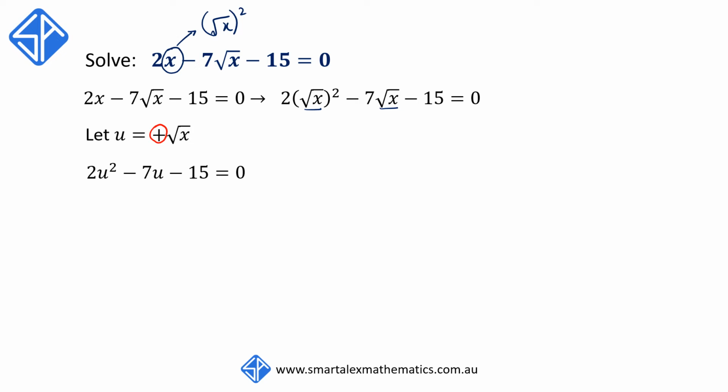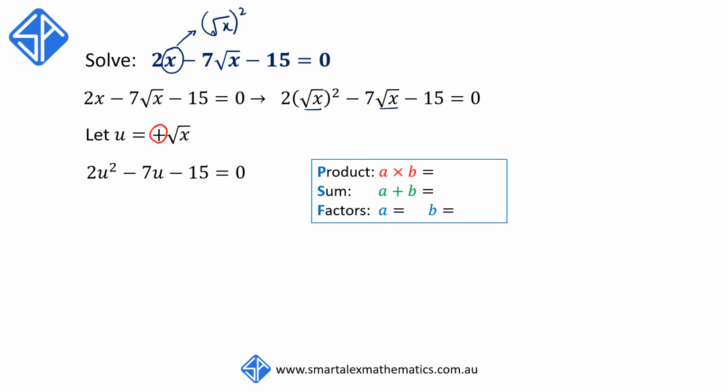So we now are going to replace all these root x terms with the variable u to get a quadratic equation. 2u squared minus 7u minus 15 is equal to 0. This quadratic equation is a non-monic quadratic equation because the coefficient of u squared is 2 and not 1. We can still use the PSF method to help us factorize this expression.